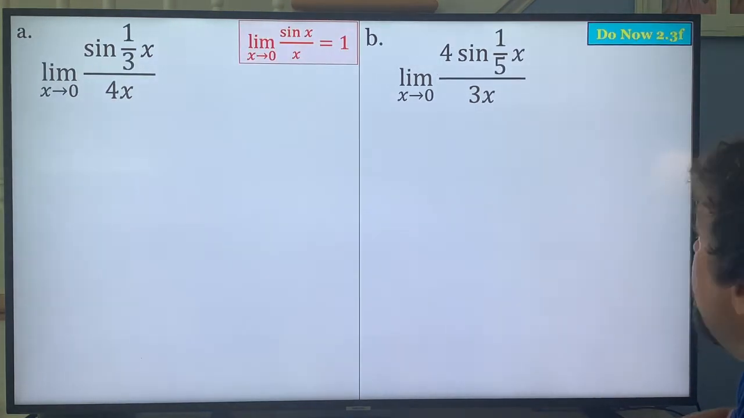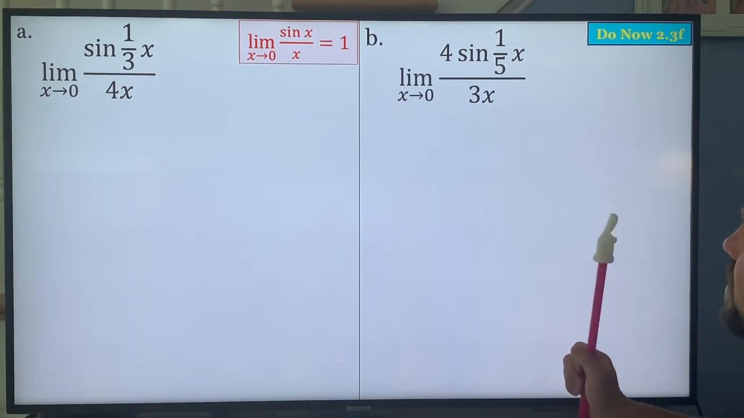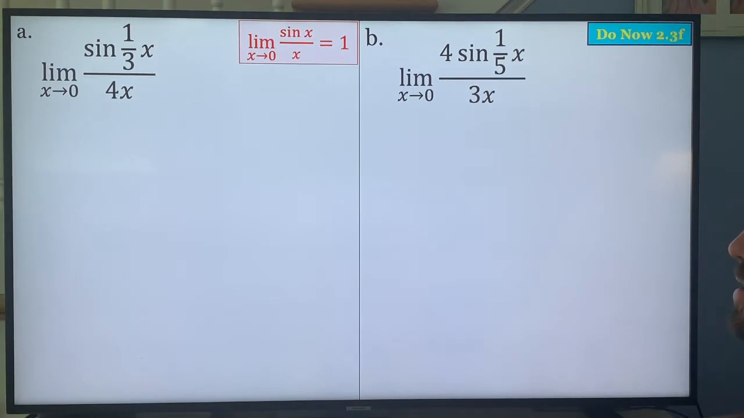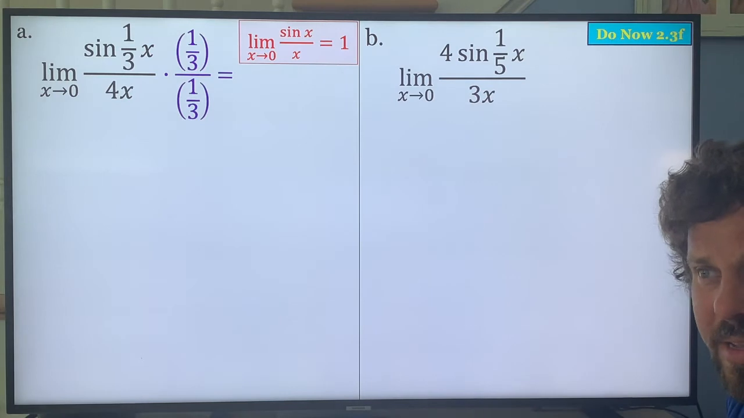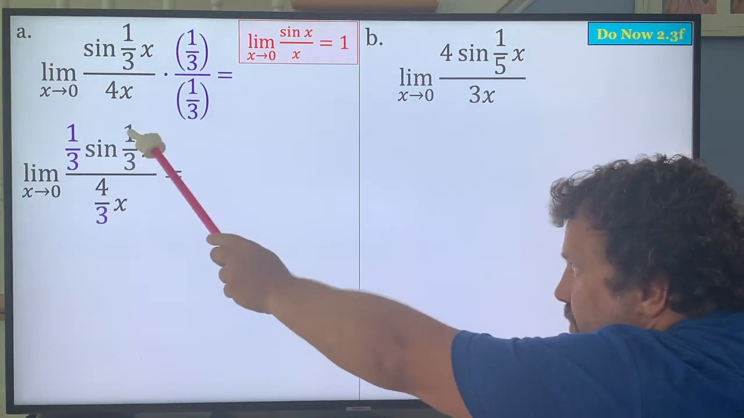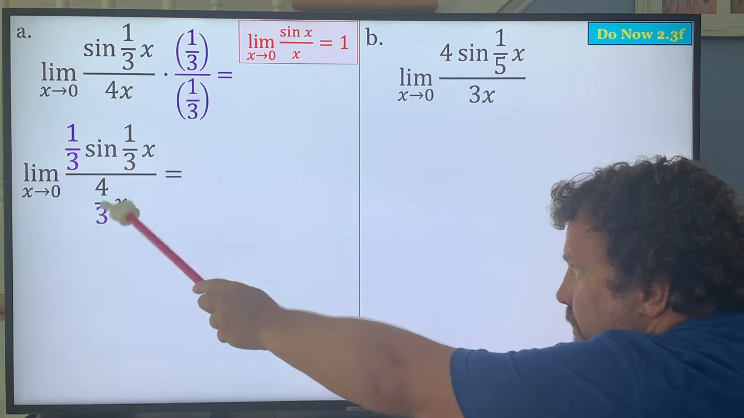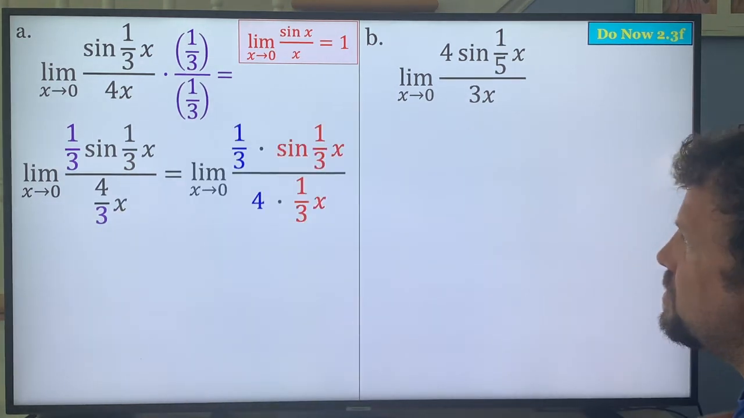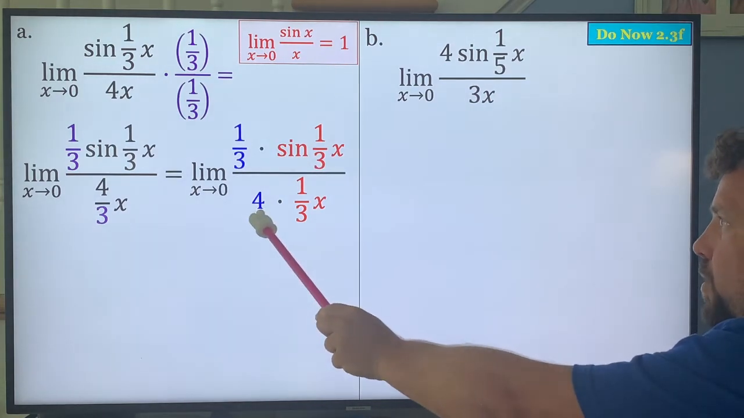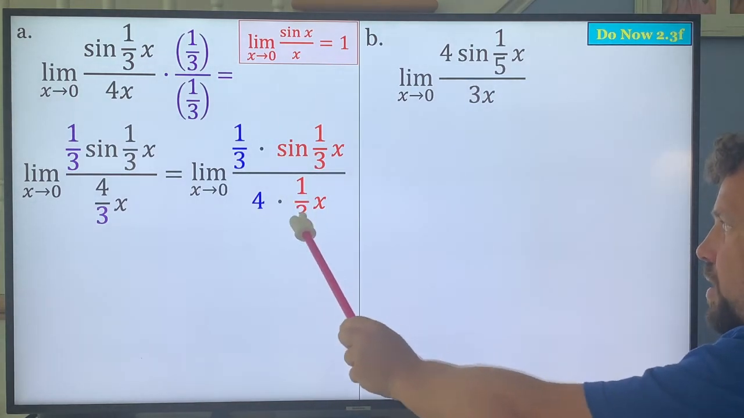All right. Now, 2.3f. Oh, we get some trig fun here. We got to get a 1/3 in here. So how do we get a 1/3? Multiply the numerator and denominator by 1/3. Why couldn't you multiply by a fraction? So 1/3 sine 1/3 x over 4/3 x. So 1/3 times sine 1/3 x, 4 times 1/3 x.